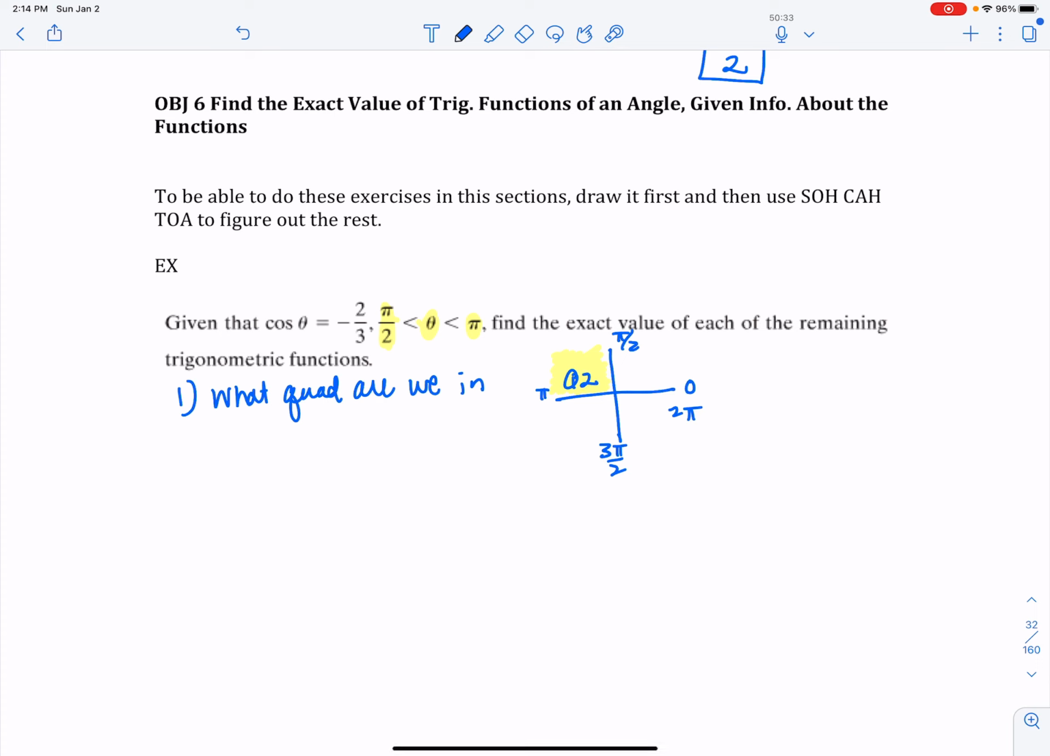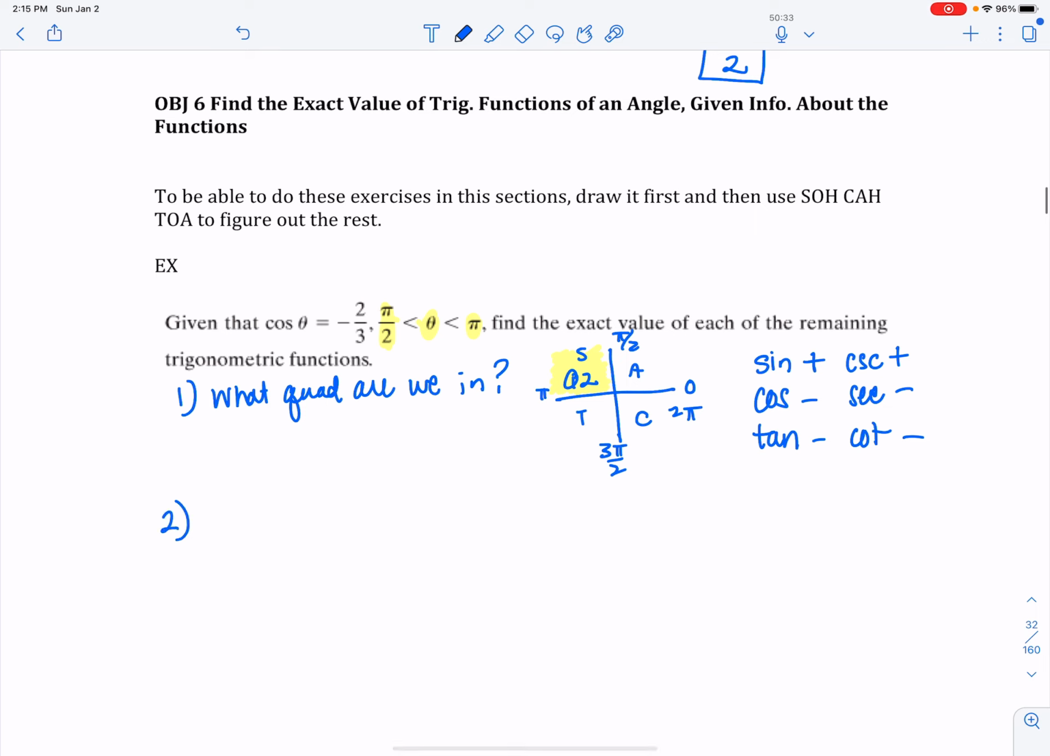Okay, so if you remember, all students take calculus. The only thing that's positive in quadrant 2 is sine. Okay, so I'm going to put a little note here that sine is going to be positive, and so is cosecant. If you want to, you can write down that the rest of the trig functions are negative. So that might be a good idea to do right off the bat.